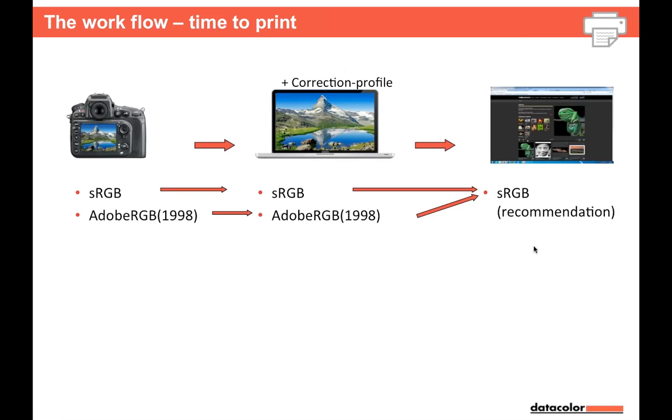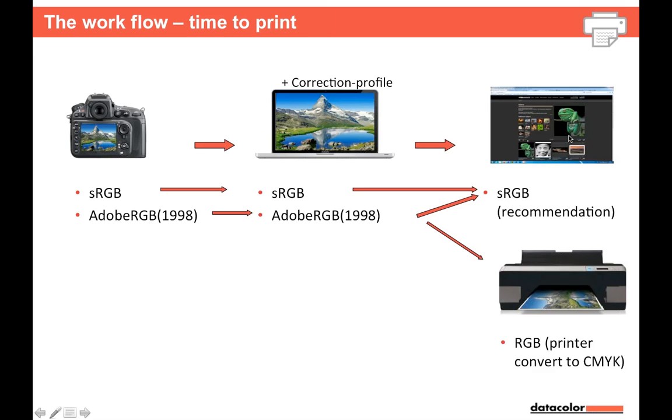So then back to our workflow. sRGB, sRGB, sRGB, or Adobe RGB, but for web purposes sRGB. Now when we want to print our images, of course, also always use your original color working space. And if this is Adobe RGB, then of course send Adobe RGB to your printer because it covers most of that printer's gamut.